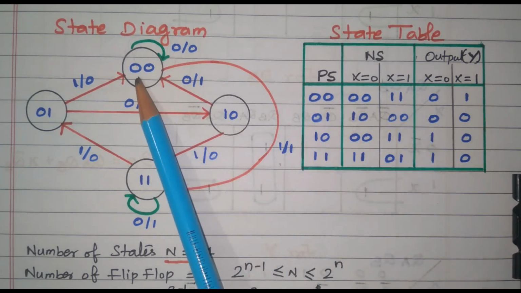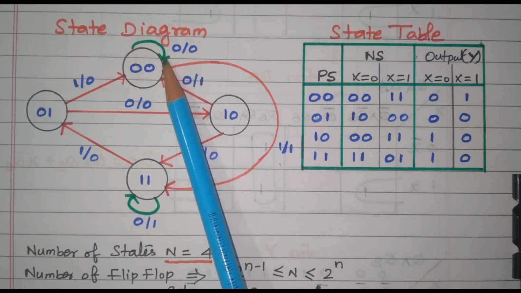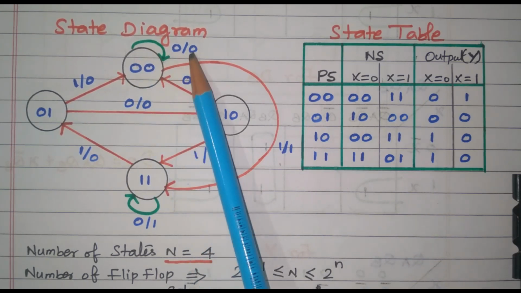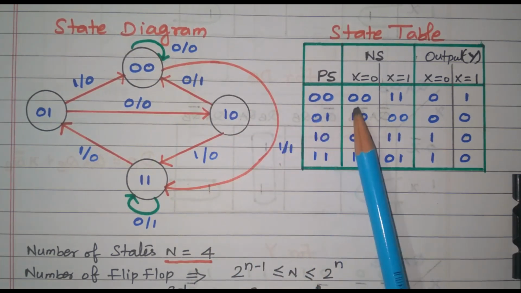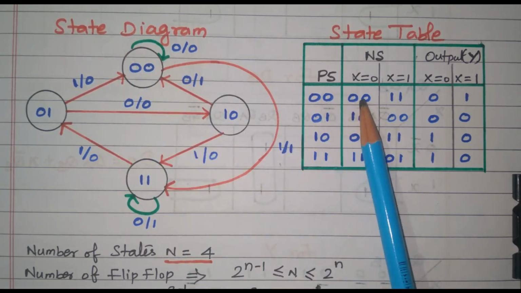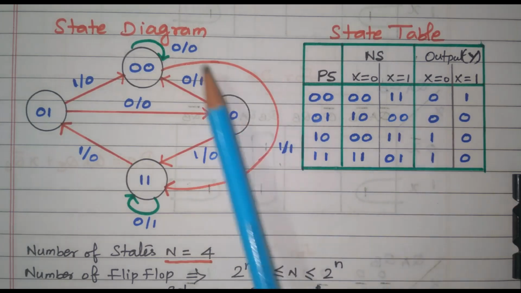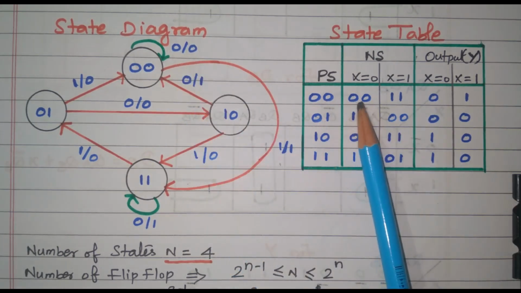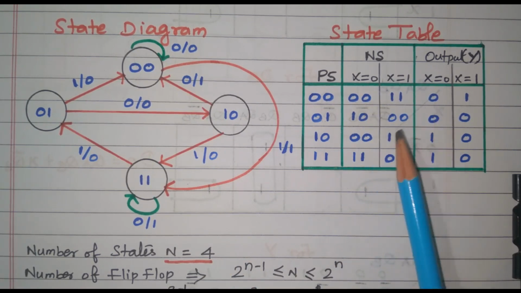Now, we will see this. First, we will take the state 00. See, this 00 goes to 00 itself for input x equal to 0, output also 0, right. The present state is 00, next state also 00. This 00 is indicated here. Input is 0, output also 0.